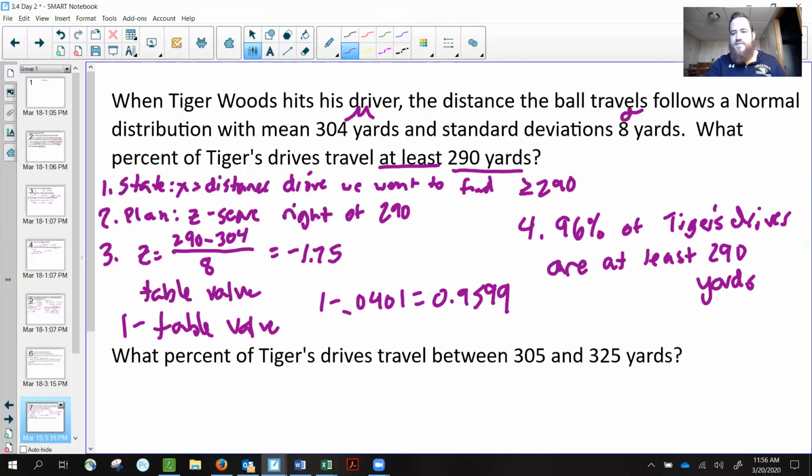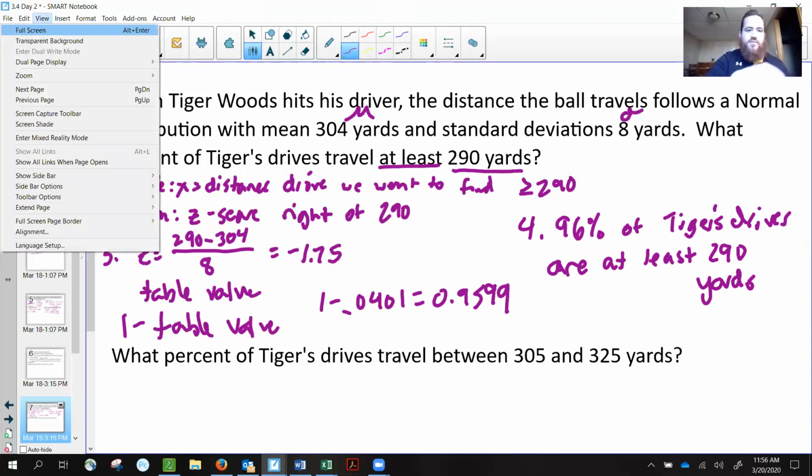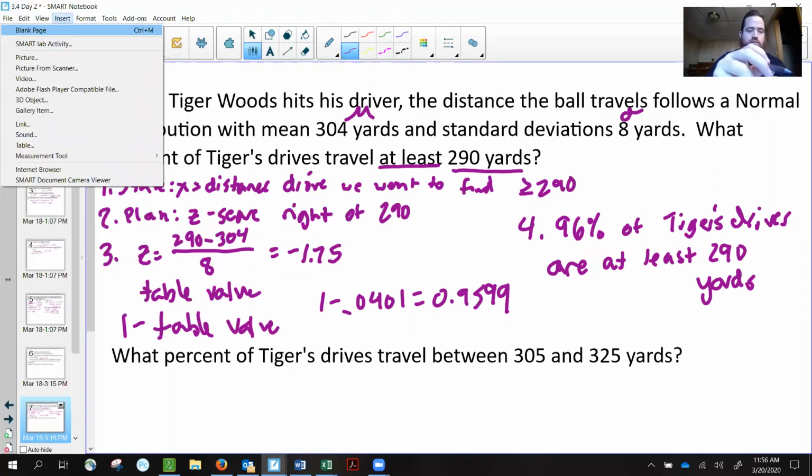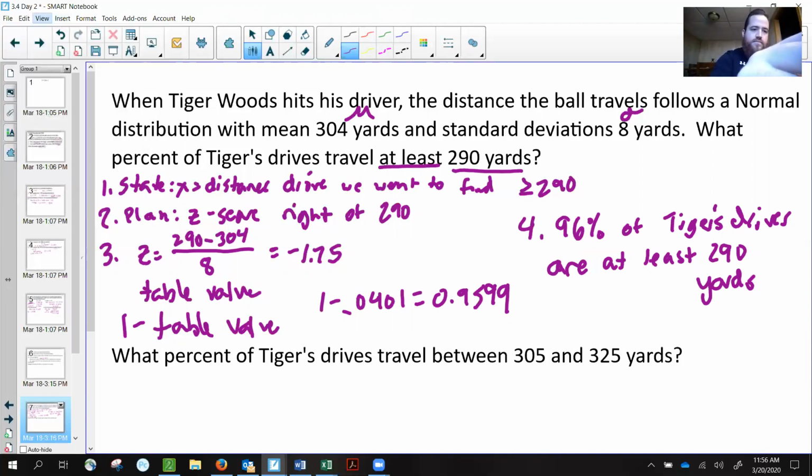96% of Tigers' drives are at least 290 yards. That's what we found there. What percentage of Tigers' drives travel between 305 and 325? So I need to go full screen here so I get all of the space that I need. There we go.